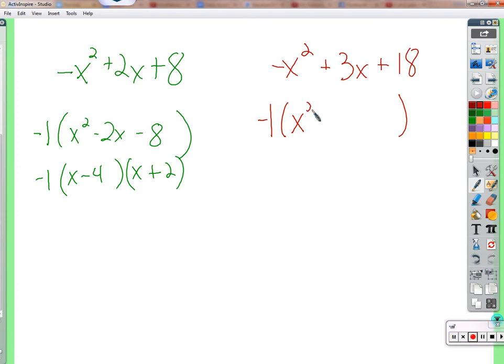X squared minus 3x minus 18. Right. Now, move this negative 1 out here, factor this, just like normal. How does this factor? Jason? Is it negative 6 and positive 3? Certainly is. X minus 6 times x plus 3. Okay.